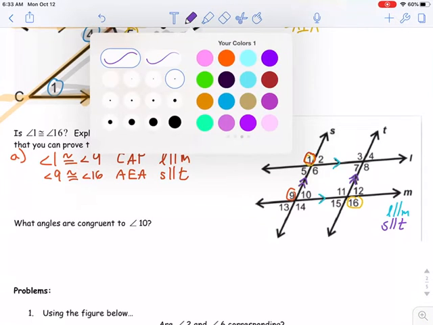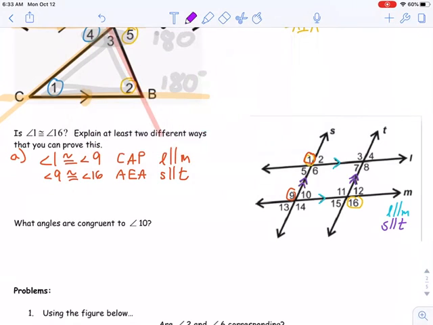Number B, let's do it a different way. Let me pick a good color. Let me pick electric pink. Number B, I could say, well, 1 is congruent to an angle 8 because those are alternate exterior angles, and we know S is parallel to T, so that works. And then I could say, well, 8 is congruent to 16 because of the corresponding angles postulate, and L is parallel to M.